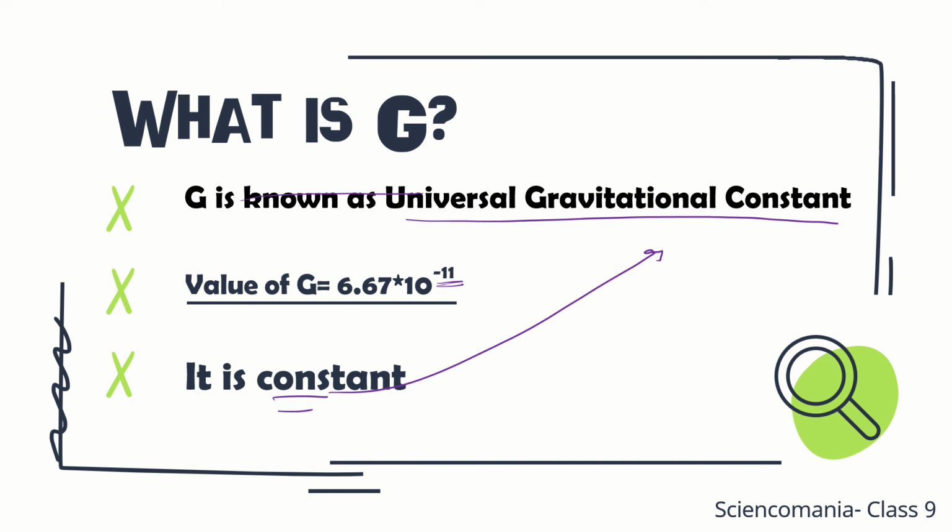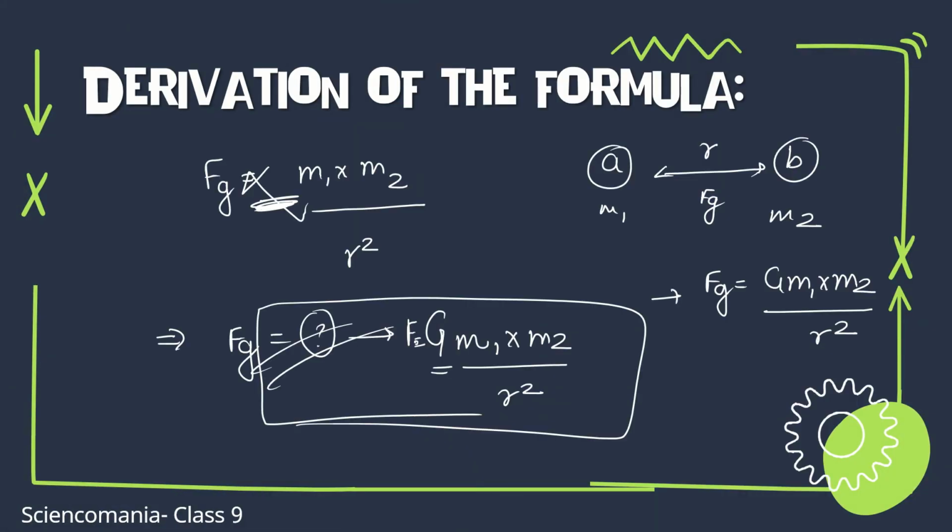If we go back to the previous slide, here we have written G. G remains constant and its value will be 6.67 into 10 raised to power minus 11. In some cases, its value can be given as 6.673 into 10 raised to power minus 11.